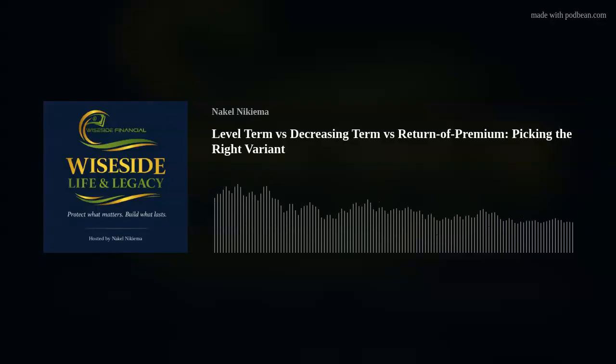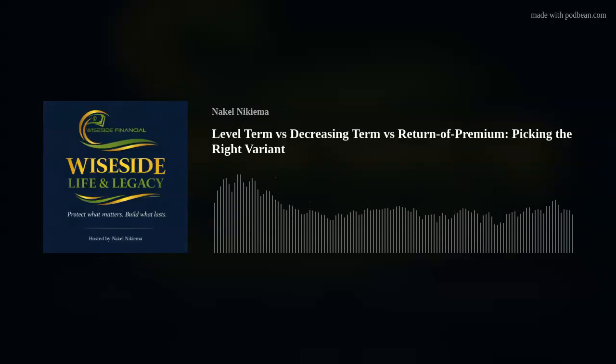Alright, now that you've got all three variants, let's put them into a simple decision framework. Level term is the default for a reason. Fixed premium, fixed death benefit, simple structure. It's predictable, usually the most cost-effective for straightforward income protection, and it does what most families need most of the time. For many people, it's the set it and forget it solution.